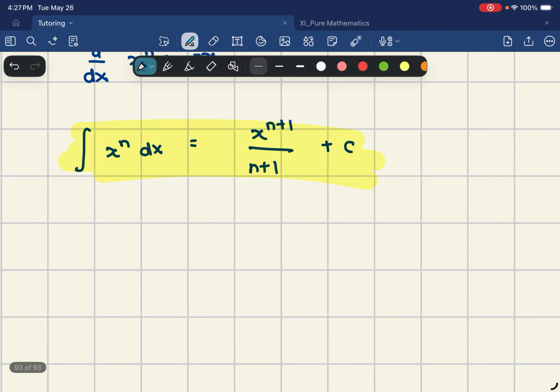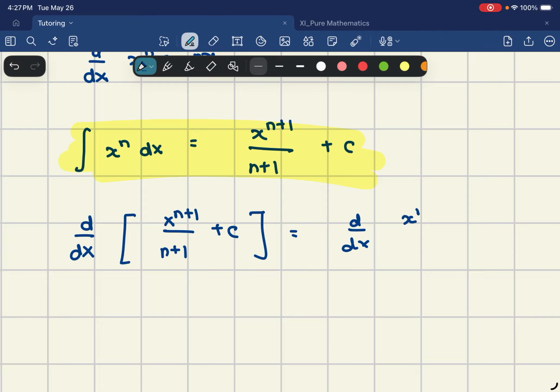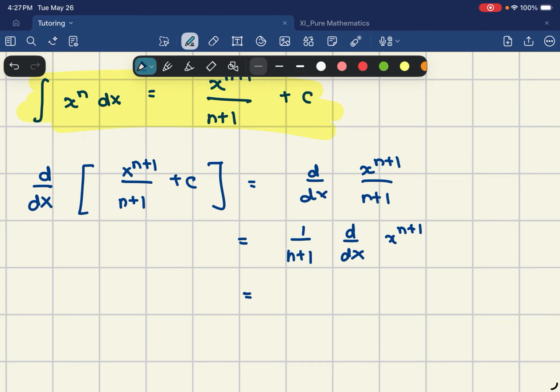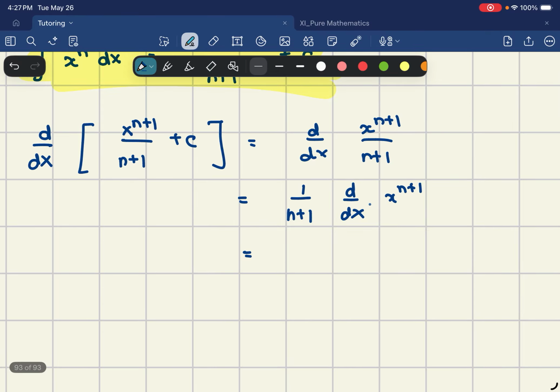And again, try to differentiate your right-hand side. If you differentiate plus c, because c is a constant, you are going to get 0. So you only need to evaluate this part, right? And remember, 1 over n plus 1 is the constant that we can factor out. So we actually only need to calculate this. n plus 1 is a constant, so you can just take it out of the derivative operator.